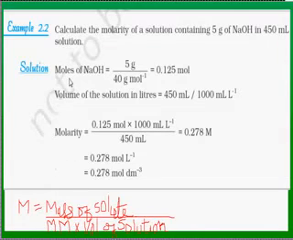Now, instead of calculating moles and then molarity, directly you can use the formula molarity is equal to mass of the solute, which is in gram, upon the molecular mass of the solute, into volume of solution. If it is in liter, then you have to write down the value, and if it is in ml, then you have to multiply the numerator by 1000 and convert the solution into liter. So this is how you can calculate molarity.